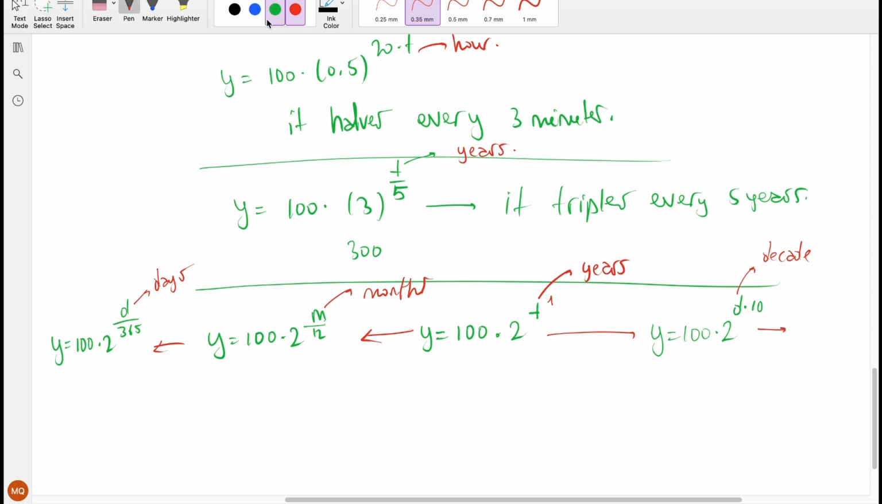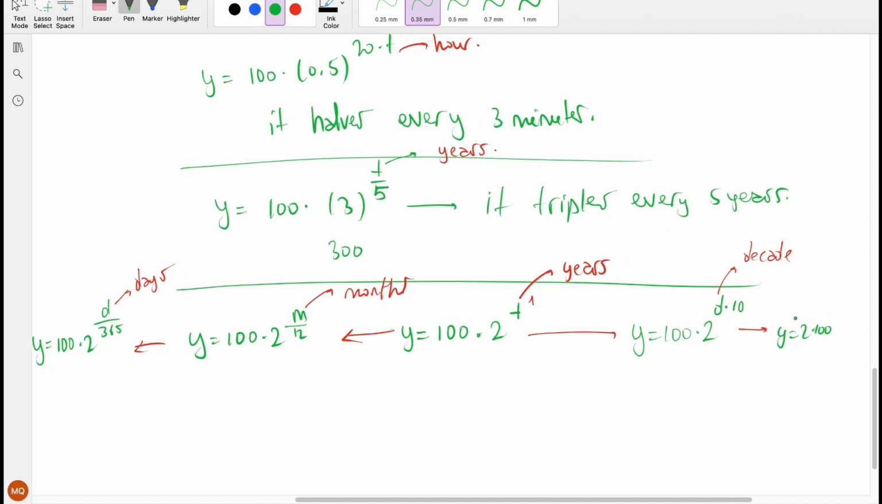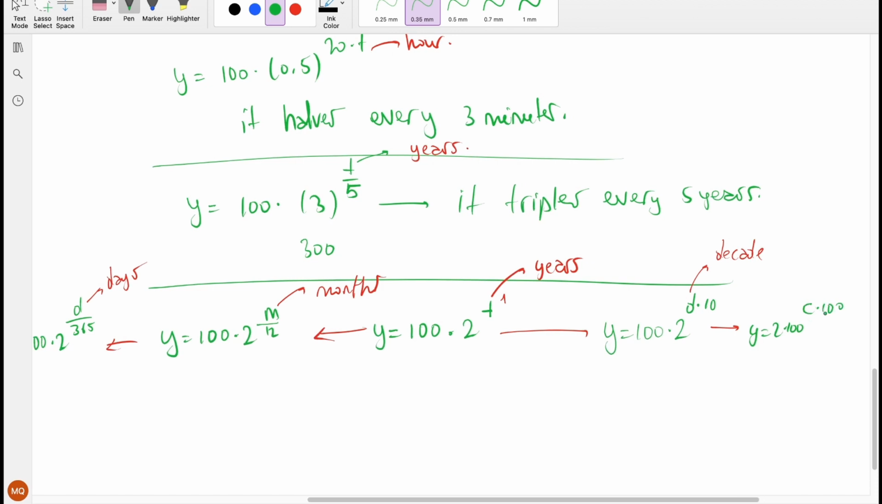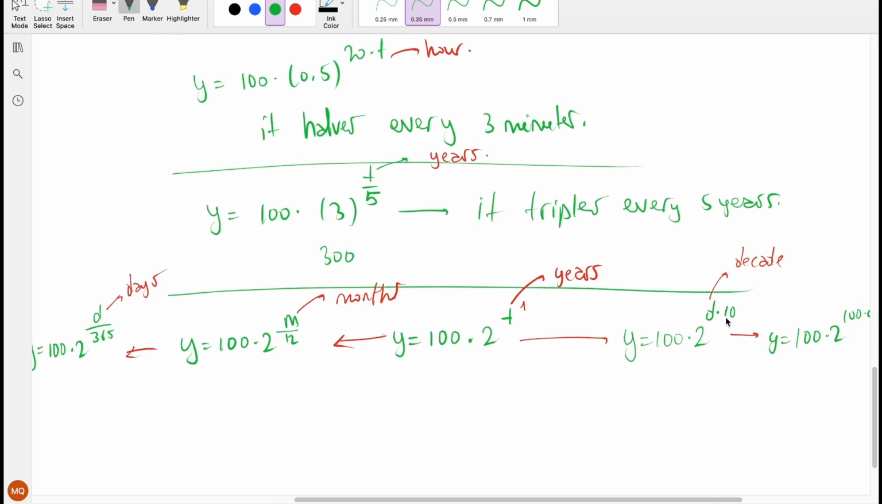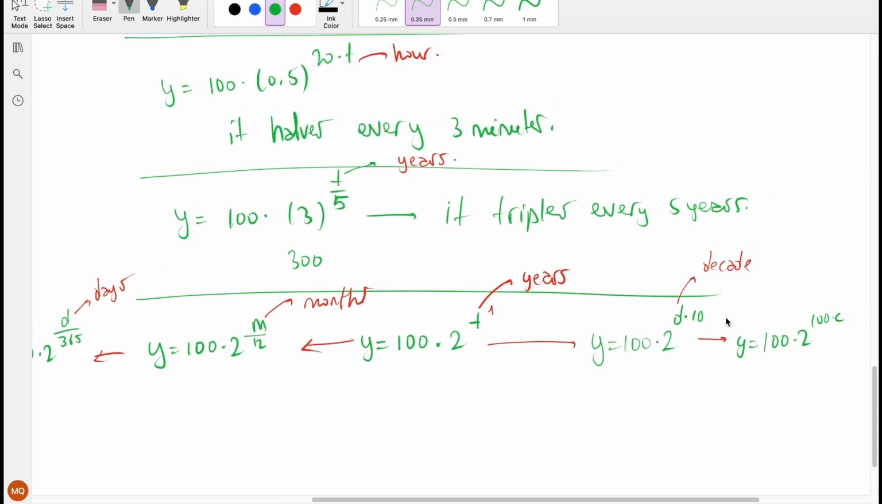Let's convert it to century, and it is the last one. Y is equal to 100 multiplied by 2 to the power of c multiplied by 100, where c is the number of centuries. So here, when you convert to a smaller period like months or days, you have to divide by the number. When you convert to a bigger period like decade or century, then you have to multiply it by this number.